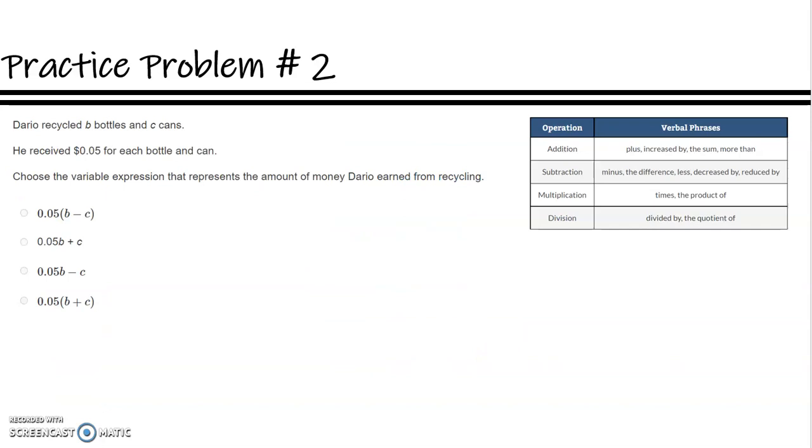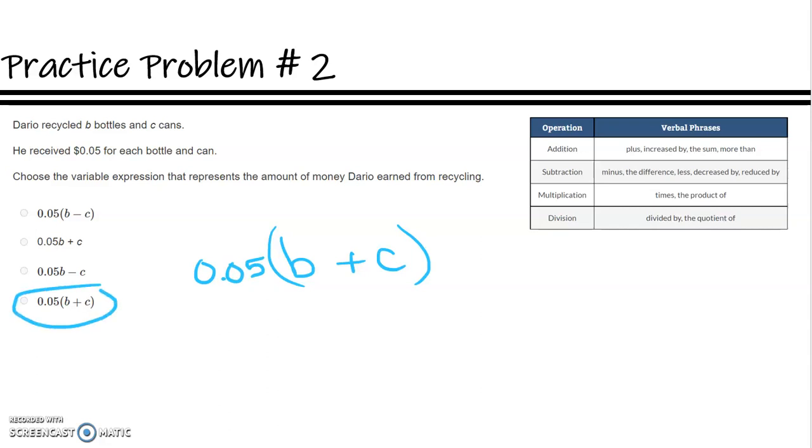Practice problem 2, Dario recycled B bottles and C cans. We don't know how many, we just know that he recycled some. He received 5 cents for each bottle and can. Choose the variable expression that represents the amount of money he earned. So we know that he recycled some number of bottles plus some number of cans. Let's pretend 10 of each. I would add 10 and 10, and then I would multiply that by what he earns per bottle or can. So the correct choice is D.